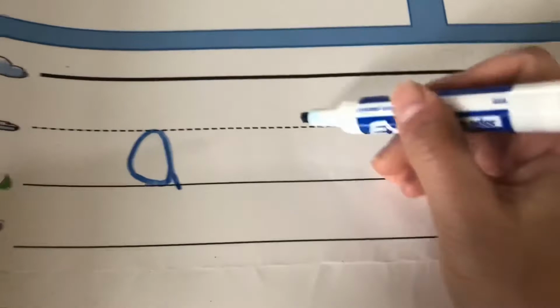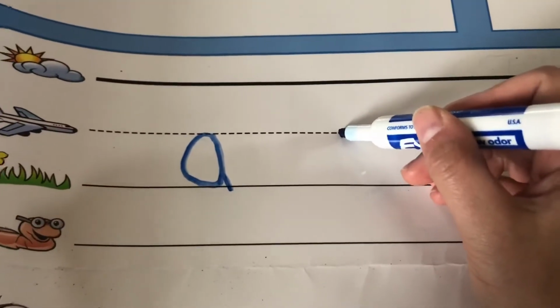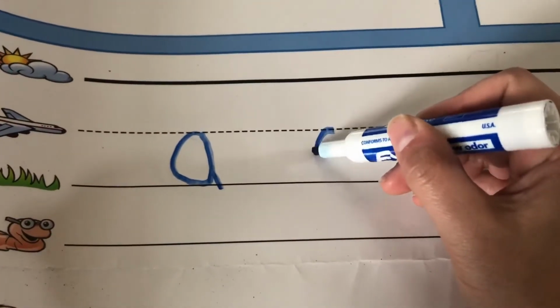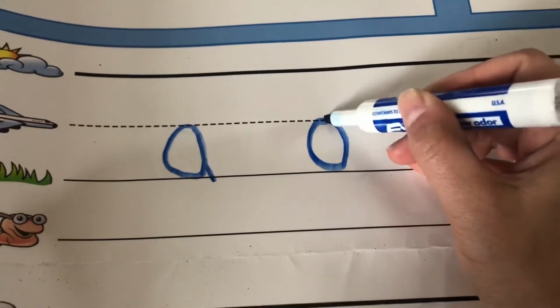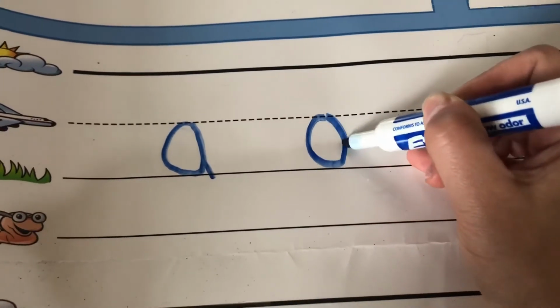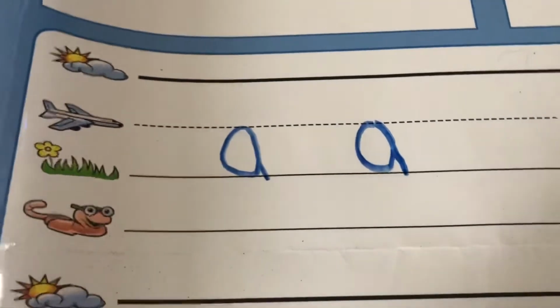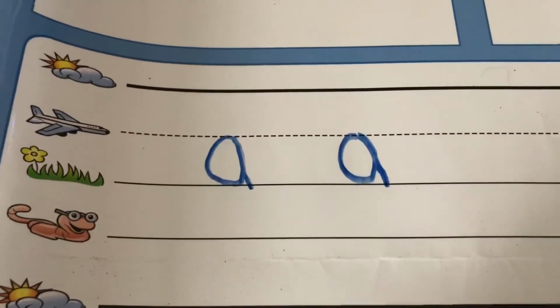Okay, so let's try that again. We're pointing to the plane line, going back on the plane line, then down and around on the grass line, going back up to the plane line, and tracing down to the grass line. A, apple, ah.